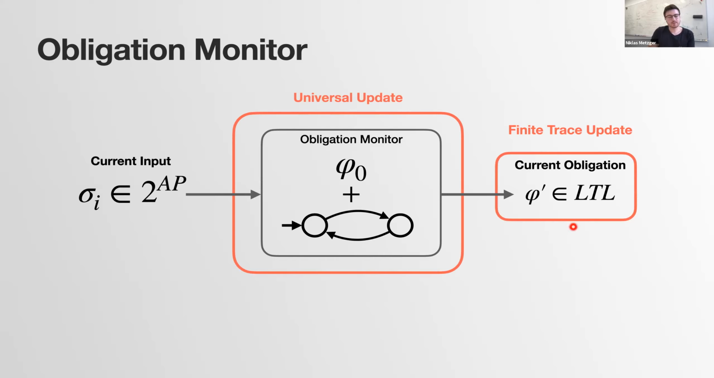For the finite trace update, it is sufficient to only look at the current formula that I now extracted. So I have my trace at hand, I can feed it in the obligation monitor, and I obtain that explicit formula as an LTL formula. And for the universal update, the state space here defines all possible obligations that I can reach. So I can use this to obtain all state labels and then synthesize a solution for that.